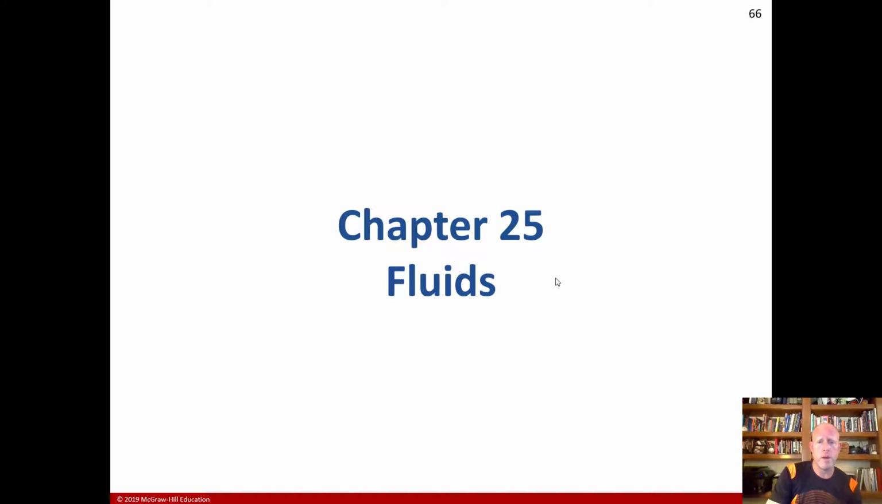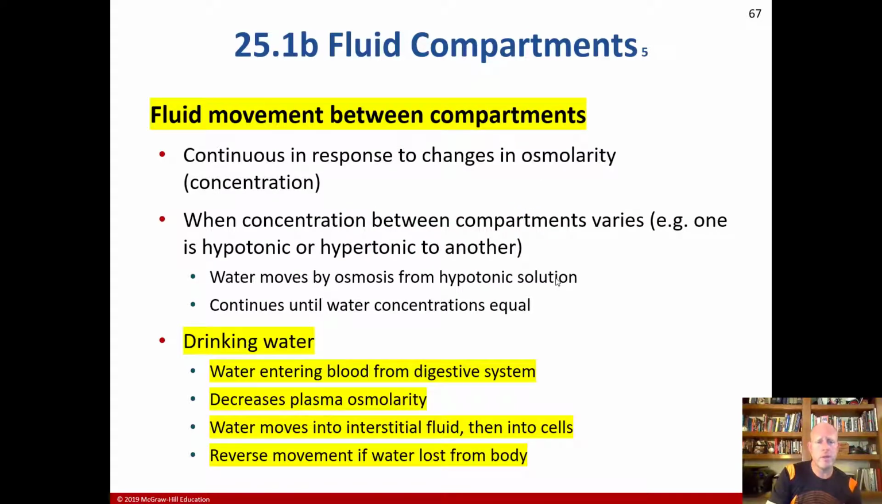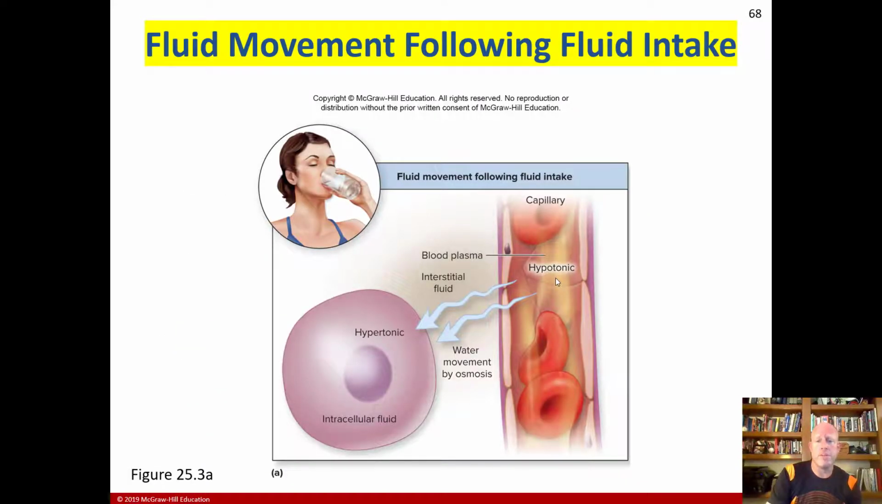Neither is that one. Then with our fluids and the fluid compartments, make sure you note the fluid movement between compartments, the role of drinking water and how it changes osmolarity, how it affects the interstitial fluid, how it gets into the cells, and how reverse movement plays a role. These two images, more specifically with fluid movement following fluid intake, show flow from hypotonic to hypertonic, basically the relationship of high water going to low water, and from low solute to high solute.